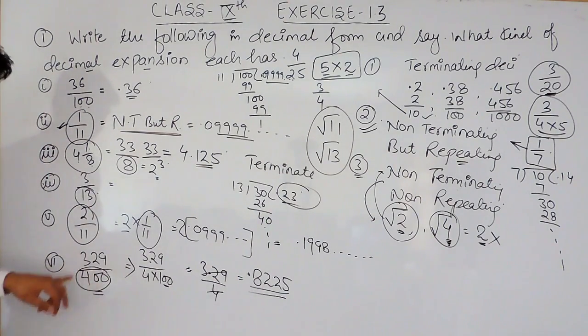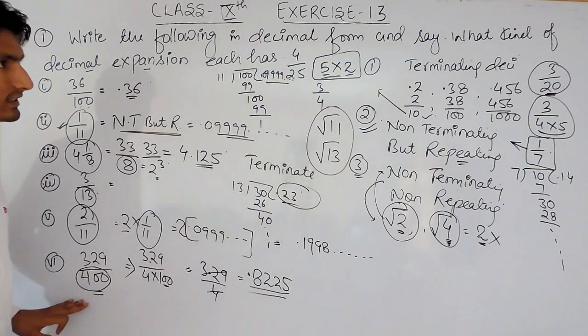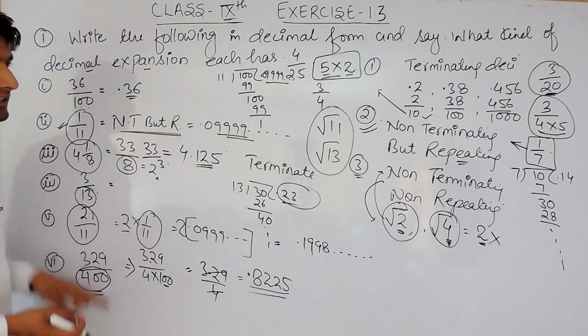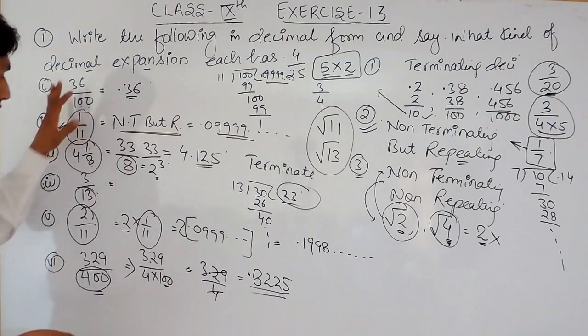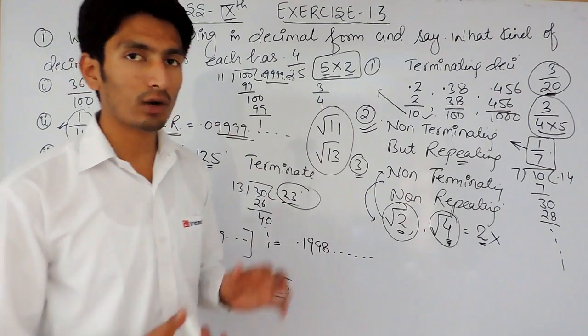Obviously there is 5 and 2 in the denominator, so by this we can specify that this will be terminating decimals and this will be its decimal expansion. So this is how we can solve this first question. I hope you have understood how to solve.